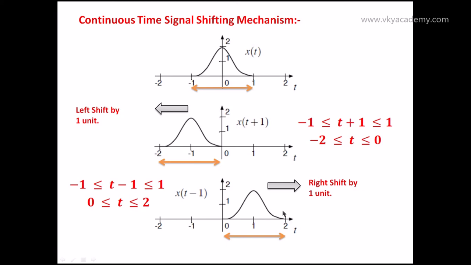So basically, during the time shifting operation, whether it is a time delay operation or a time advance operation, the shape and size of the signal never change. Only the shifting of the signal occurs, either to the right or to the left of the axis. Now let us understand the concept with the help of a discrete time signal.